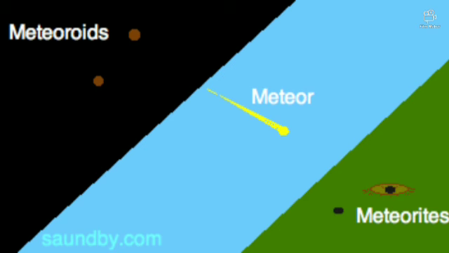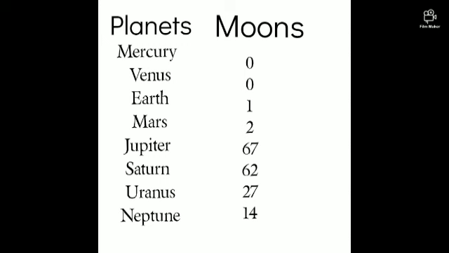They are called meteorites. Mercury has 0 moons, Venus has 0 moons, Earth has 1 moon, Mars has 2 moons, Jupiter has 67 moons, Saturn has 62 moons, Uranus has 27 moons, and Neptune has 14 moons.